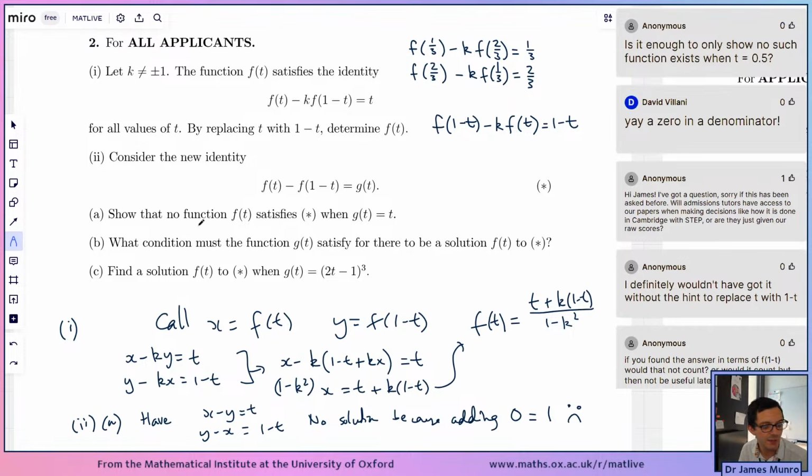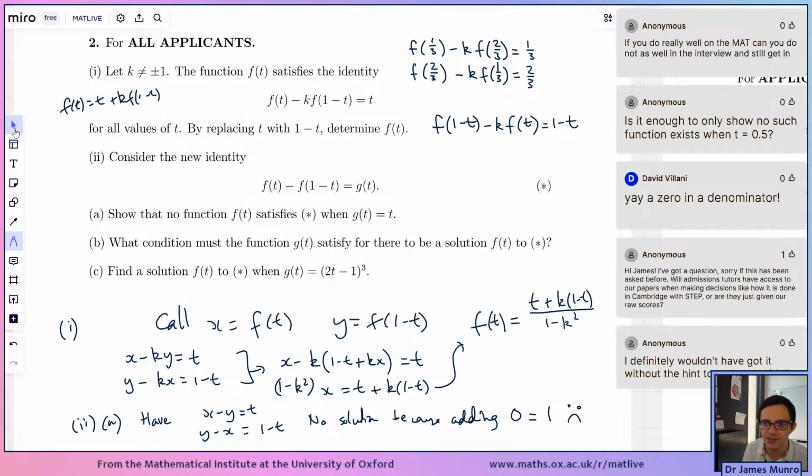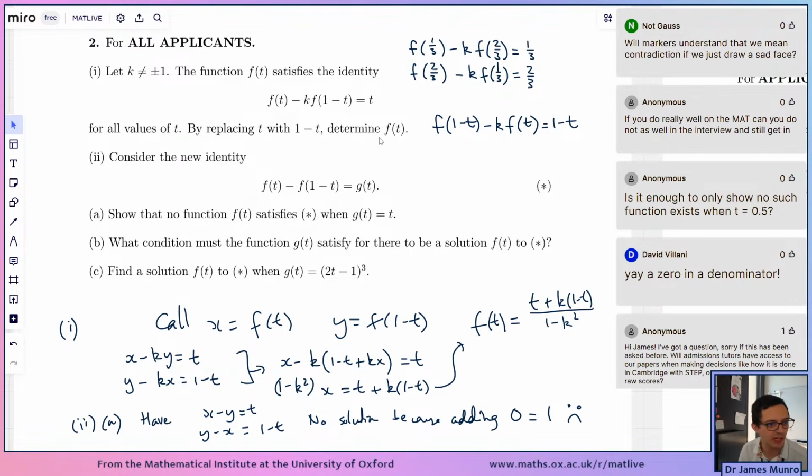If I found the answer in terms of f of 1 minus t, I think that's not enough, because we're looking for, again, what does determine mean, right? We kind of already have f of t in terms of 1 minus t. So if you just write f of t as equal to t plus k f of 1 minus t, you've just moved a term onto the right hand side. You haven't really determined what f is. If you've done something halfway in between, then maybe you could get some of the marks.